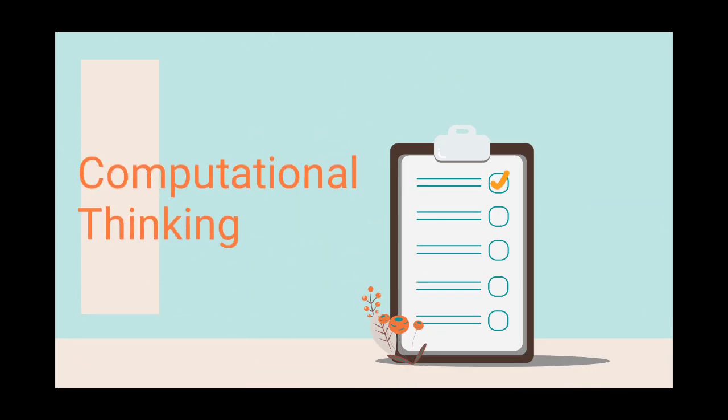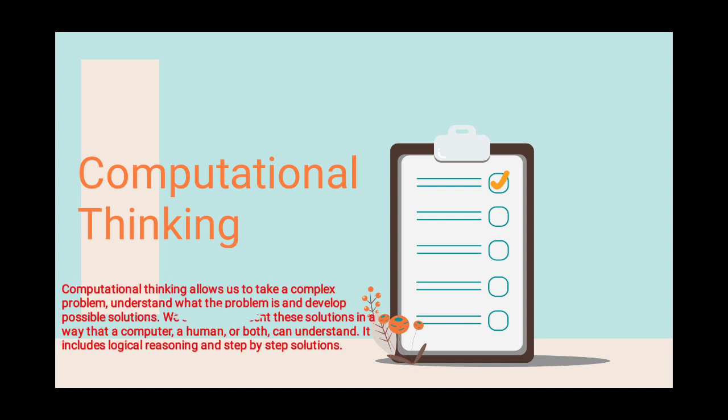So, first is computational thinking. What do you mean by computational thinking? When we divide a big problem into many small problems and find an optimal solution, it is known as computational thinking. It allows us to take a complex problem, understand what the problem is, and develop possible solutions. The thinking can be logical, reasoning, and step-by-step solution.